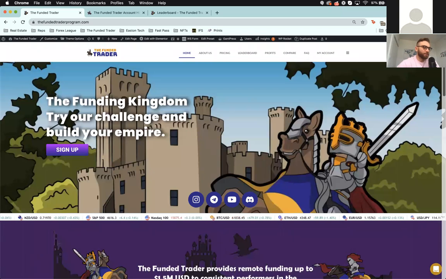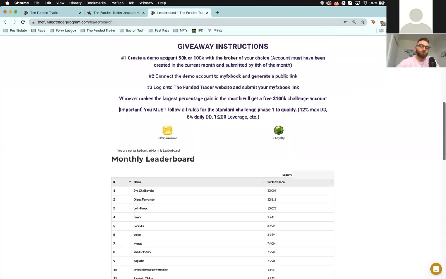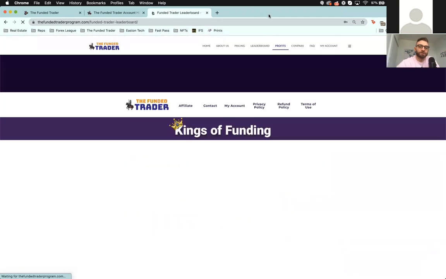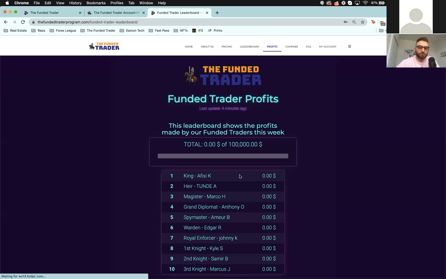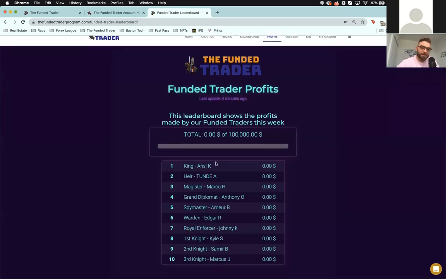So let's see. I just want to clarify one thing about the leaderboard for the funded traders. So this was just updated. This is obviously an error though. We can clearly see on here, guys, that the top person is named King, right? If there is a woman at the top of the leaderboard, we will change it to Queen. I just want to be clear about that.